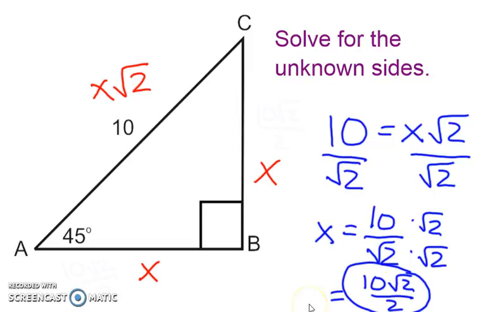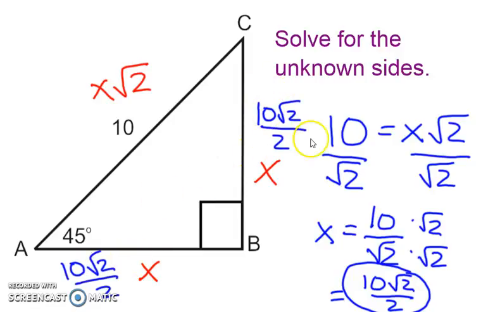We're going to have a lot more practice with this. So if you're a little bit unsure of how you would do that on your own, we're definitely going to get some examples in class. So now I know that my x value is 10 square root of 2 over 2, and really both the sides are the same, so from there I just know that the two remaining sides will be that value.